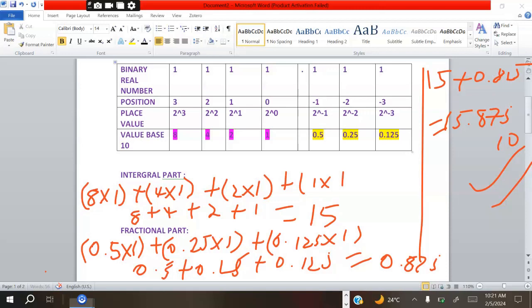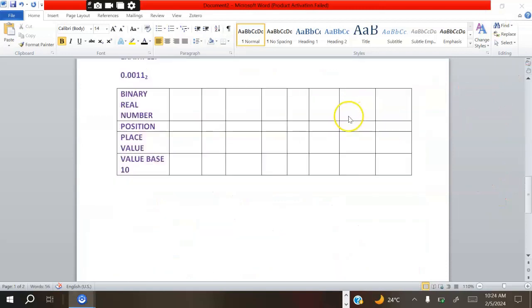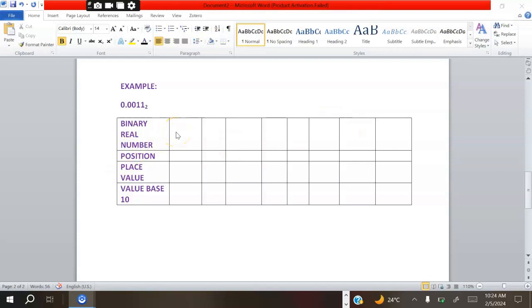Okay, let's move to the next part. Our question 2 or example 2, we have 0.0011. Then we have the point. The position of this one is definitely 0, then we have -1, -2, -3, and lastly -4.